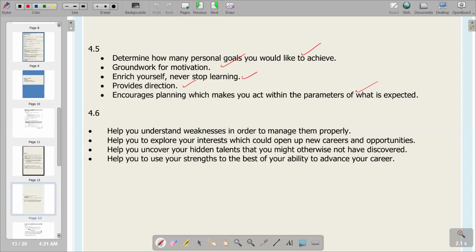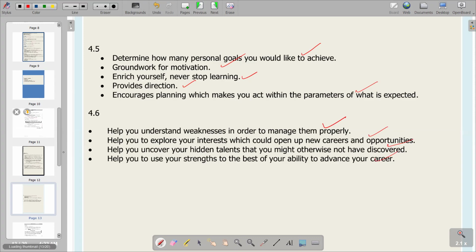The first point is help you understand weaknesses in order to manage them properly. Second one, help you to explore your interests, which could open up new careers and opportunities. And the next one, help you uncover your hidden talents that you might otherwise not have discovered. Because by knowing your strength, you can also uncover your hidden talents. It will actually help you to use your strength to the best of your ability to advance your career. So those are some of the importances of knowing your strengths and weaknesses.